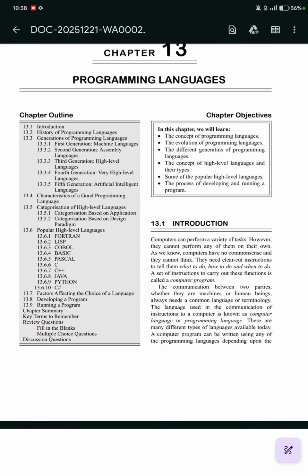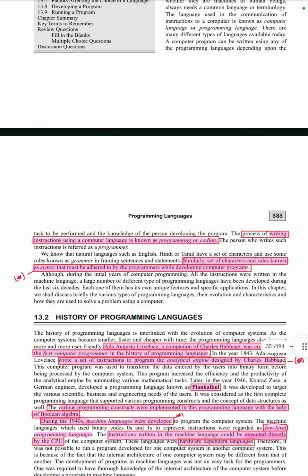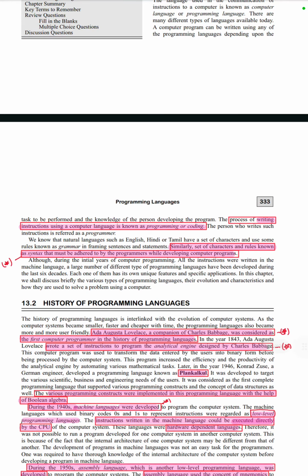Programming language. The process of writing instructions using a computer language is known as programming or coding.